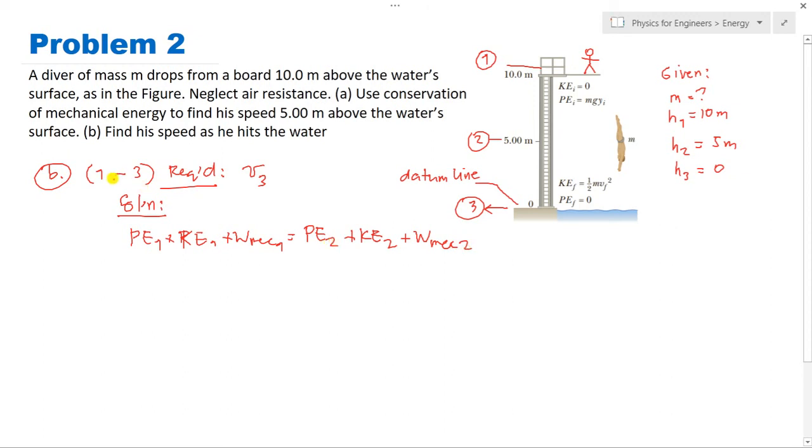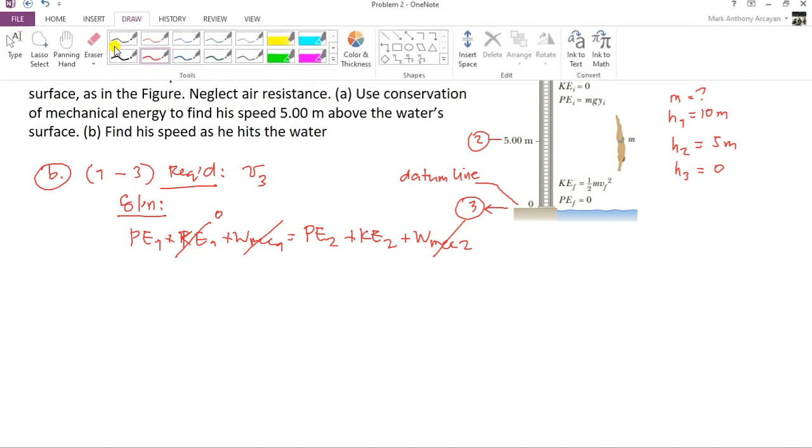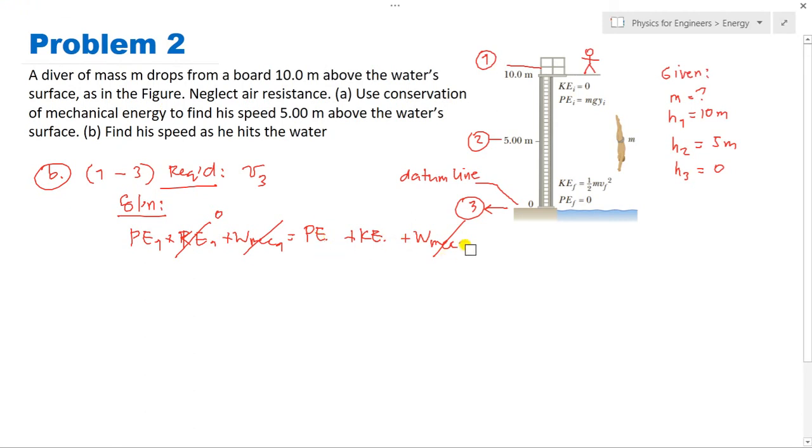So here, since we consider 1 to 3, therefore we also have no kinetic energy at 1 because it is free fall, and no mechanical work is given, so just ignore them. And, okay, sorry, this is not 2, this is 3, because we changed the state we are analyzing. So this one is KE3, PE3, and MW3. So here we can just transpose PE because we are looking for kinetic energy, which is the velocity. That would be 1/2 m v3 squared is equal to mg, that is h1 minus h3.